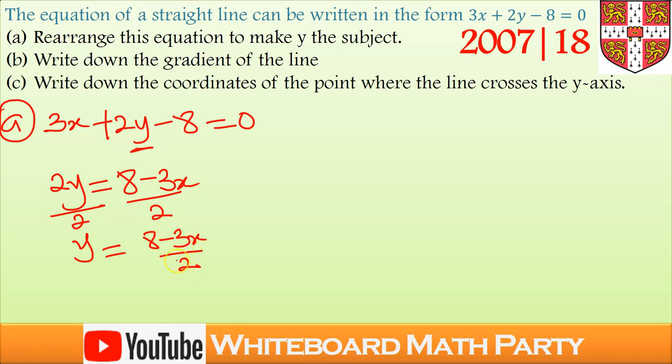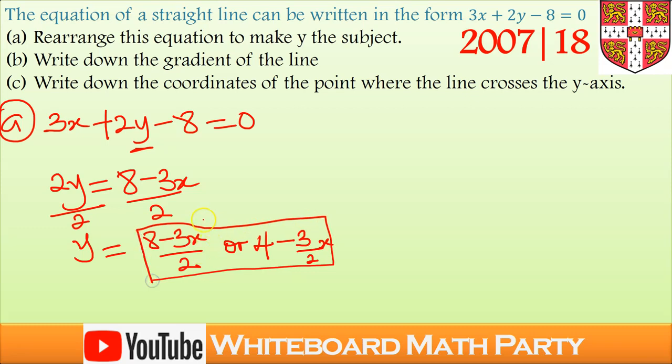This is it. You can write your answer like this, or you may choose to simplify it by dividing each of the terms making up the numerator by 2. That is going to give us 4 minus 3x over 2, written this way. So whichever way you write your answer out of these two is correct. Having done that, we are done with question A.